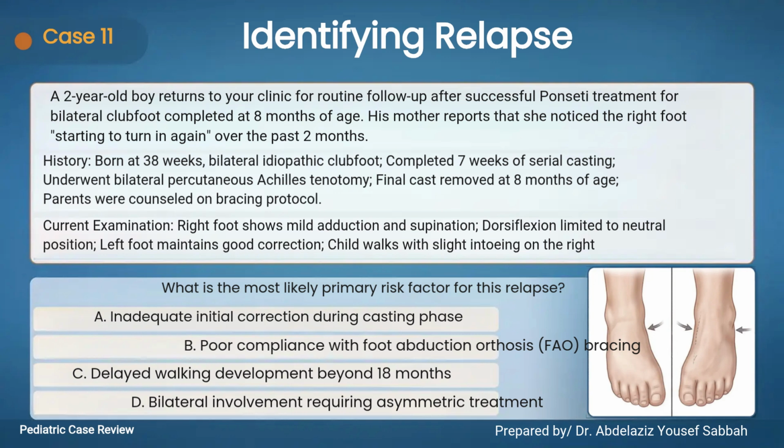Option A, inadequate initial correction during the casting phase. Option B, poor compliance with foot abduction orthosis bracing. Option C, delayed walking development beyond 18 months. Option D, bilateral involvement requiring asymmetric treatment.